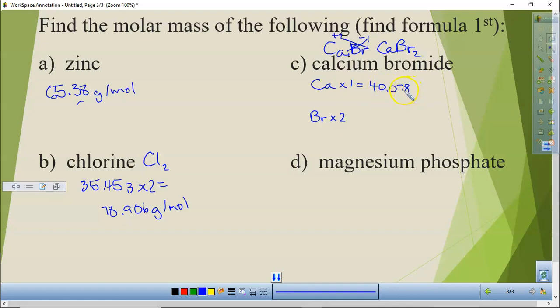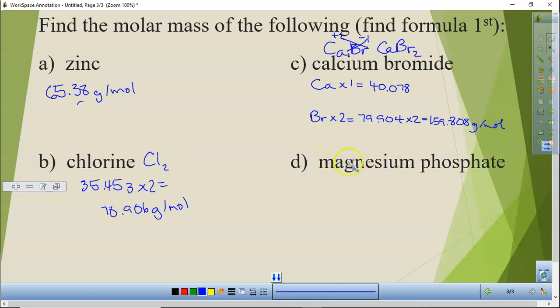Find bromine now. It's a halogen. Bromine, 79.904 is the mass. But since there's 2 of them, you have to multiply by 2. So 79.904 times 2, 159.808 is what I get. 159.808 grams per mole. That's the molar mass of calcium bromide.